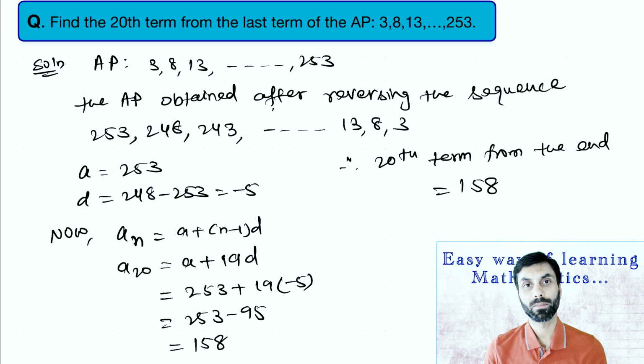You can also solve this question directly using a formula: the 20th term from the last can be obtained by first finding the total number of terms and then taking the (n minus k plus 1)th term, where n is the total number of terms present in this sequence and k will be 20. So the first thing you'll have to do is find n if you are trying to use that formula.